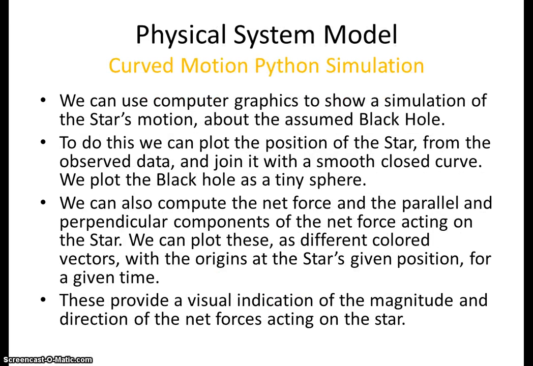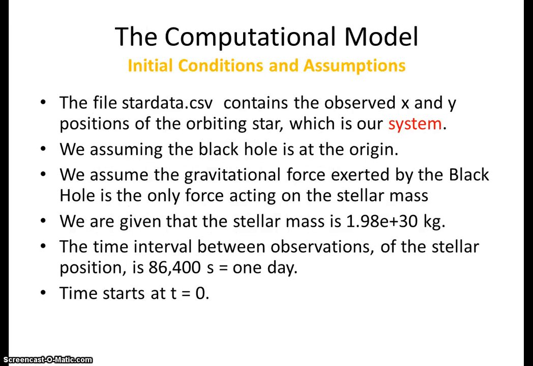We can use computer graphics to show a simulation of the star's motion. To do this, we can plot the position of the star from the observed data and join it with a smooth curve. We can also compute the net force and the parallel and perpendicular components of the net force acting on the star. We can plot these and observe them on the graphics. These provide a visual indication of the magnitude and direction of the net forces acting on the star.